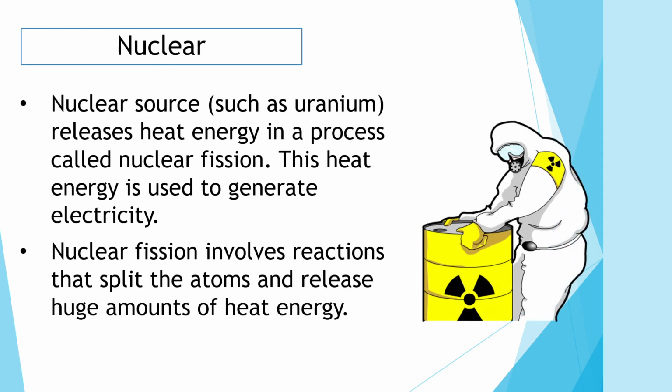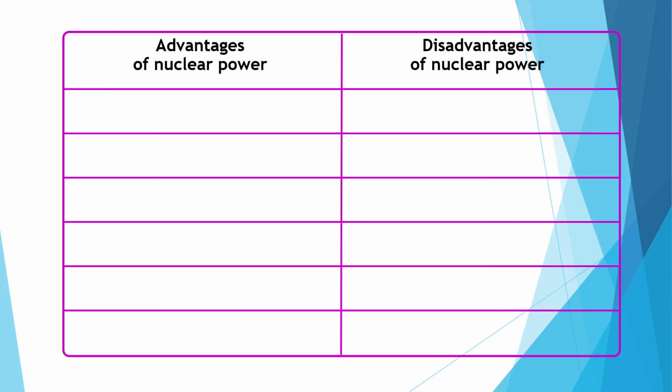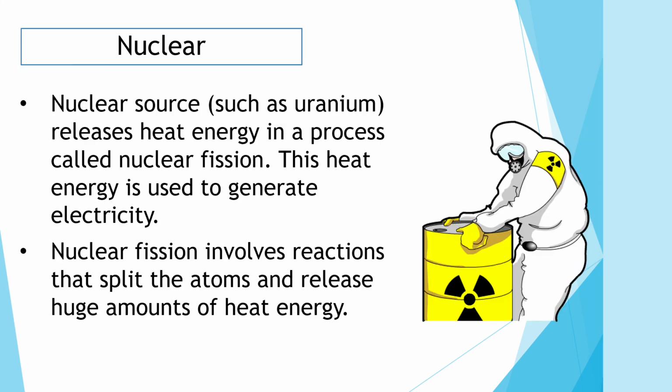Okay, moving on to nuclear energy. We don't really use nuclear energy here, but you need to know it anyway. Nuclear energy is a source that releases heat energy in a process called nuclear fission. Nuclear fission is basically a process that splits the atom, and when the atom splits, a lot of energy is released. You use the heat energy from the nuclear fission to generate electricity.